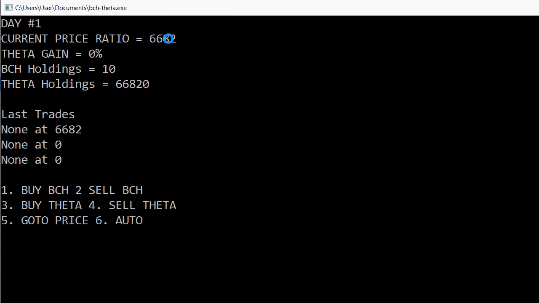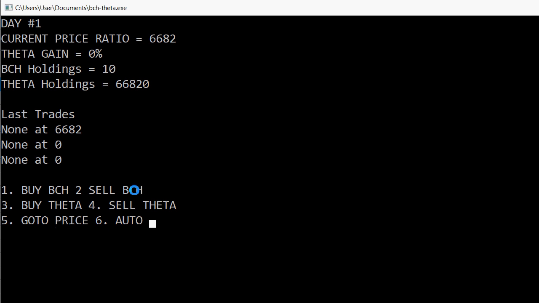So we're going to start off the ratio when Theta existed at start was 6,682 to 1. So you would need this many Theta to buy 1 Bitcoin Cash. So we'll start off with 10 Bitcoin Cash and 10 times this number. And in this, you have buy Bitcoin Cash, which means you'd be buying it for that as Theta. You'd be selling it for that, of course, of the other. And then the buy Theta and sell Theta.